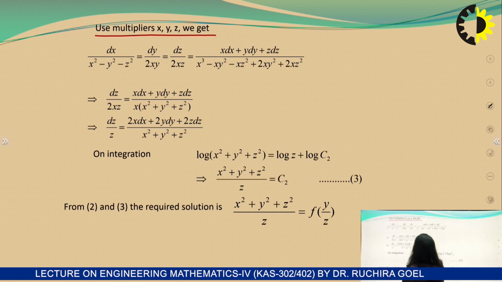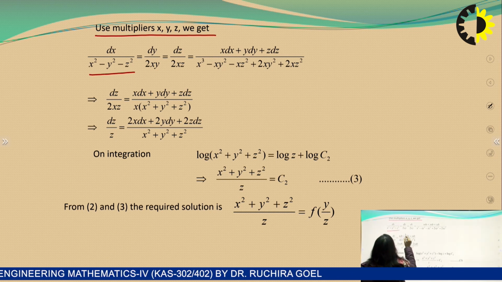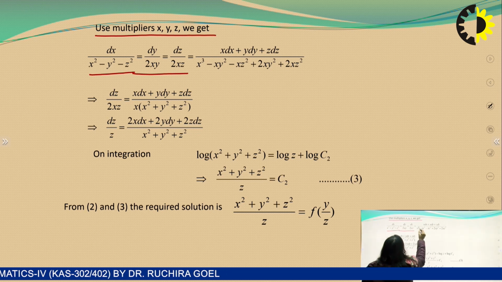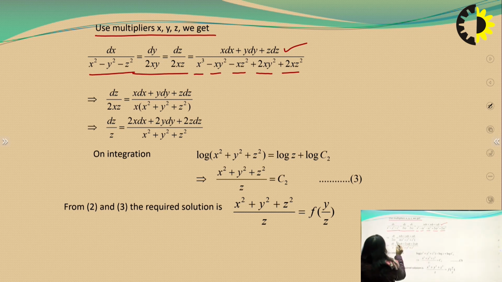So for this set of auxiliary equations, dx upon x squared minus y squared minus z squared, I am taking x, y, z as multipliers. So I'll get x dx plus y dy plus z dz divided by x cubed minus xy squared minus xz squared plus 2xy squared plus 2xz squared. Here we can see that this doesn't become 0 entirely, but this becomes equal to the denominator x into x squared plus y squared plus z squared.